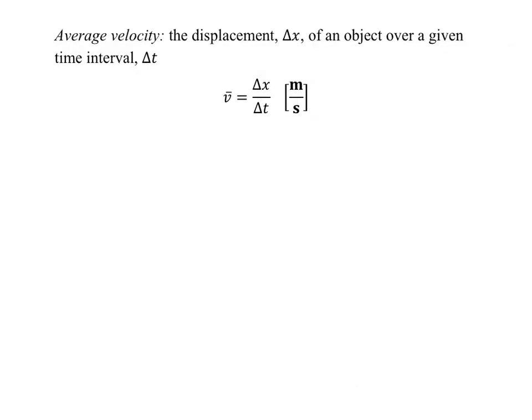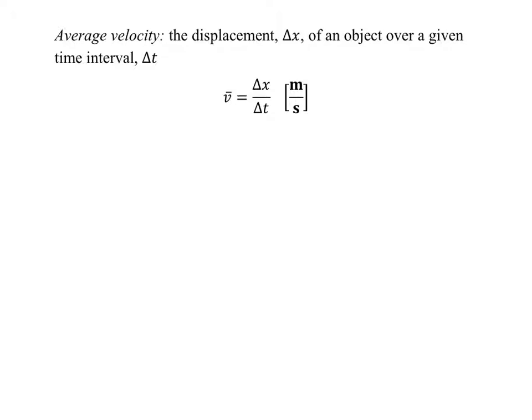Let's move on to the next topic. So, average velocity. Pretty much what we did with the motion detector lab the other day. Average velocity. Let's talk about this. So, average velocity, by definition, is the displacement of an object over a given time interval. And the formula is written just that way.